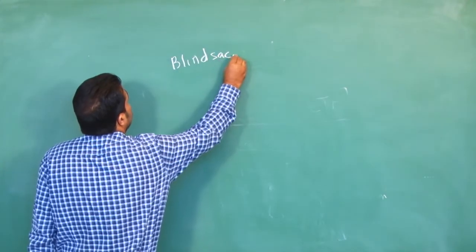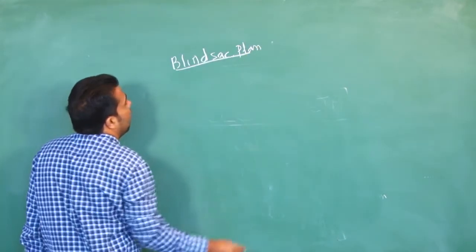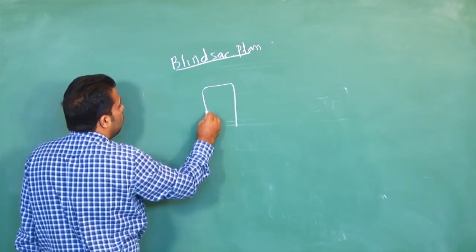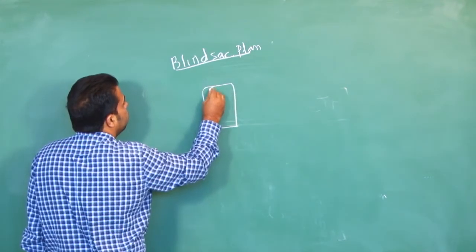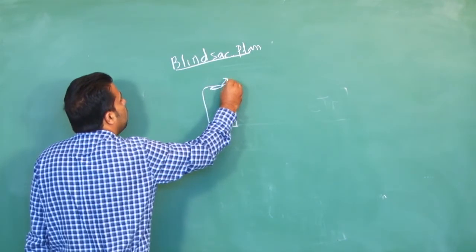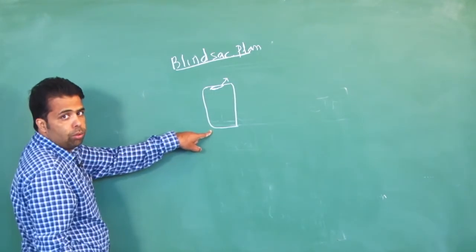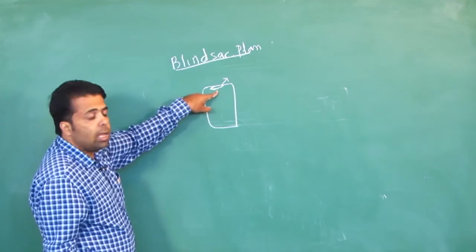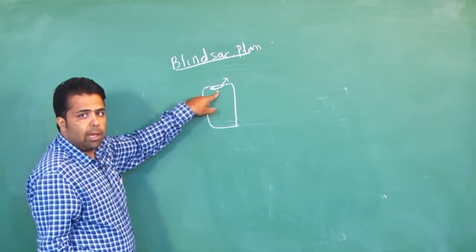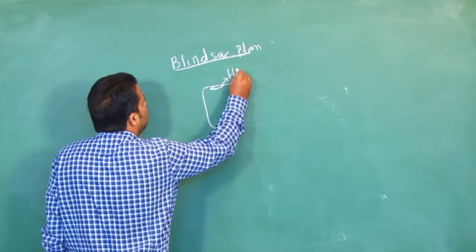What is blind sac plan? In blind sac plan, the diagram is like this. There is only one opening, and that opening acts as both mouth and anus. Blind means on one side it's closed. And on the other side, there is only one opening. That opening acts as both mouth and anus, and that opening is called hypostome.